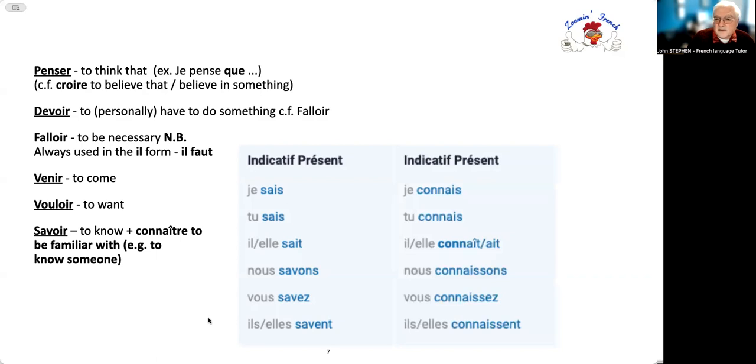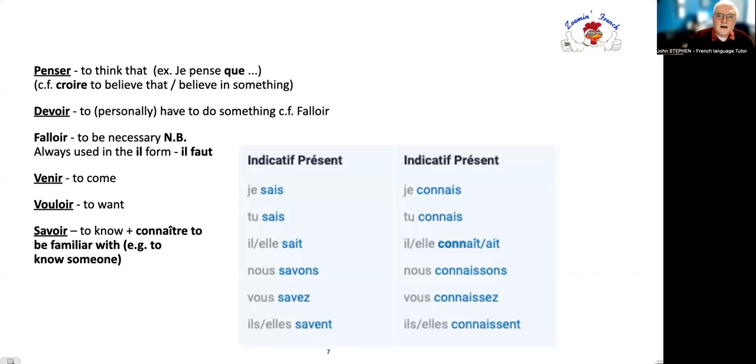So I mentioned connaître. It's a vital verb to know, because of course we often talk about, do you know somebody? And of course, connaître is all about knowing somebody. So, je connais, tu connais, il connaît, nous connaissons, vous connaissez, ils connaissent. Now, fairly straightforward, but just notice a few things.